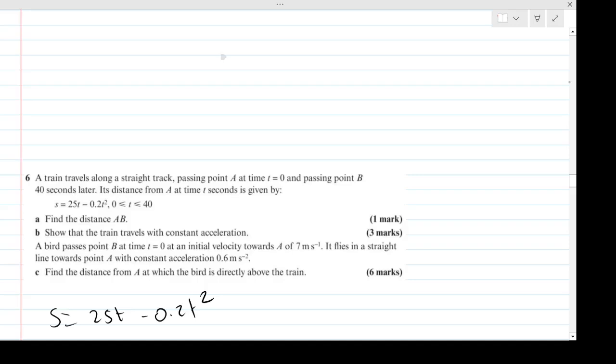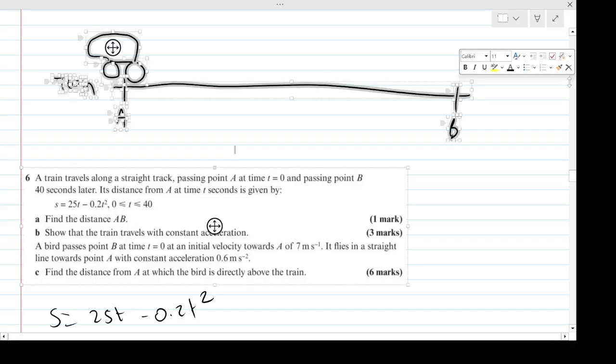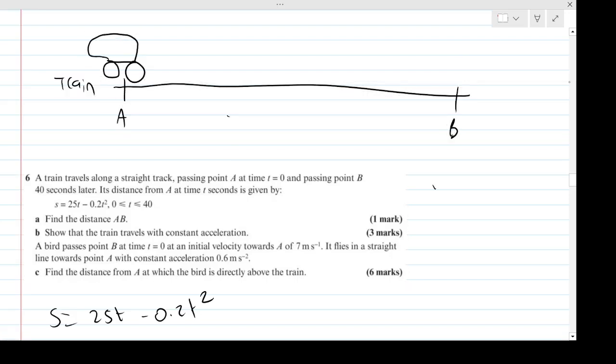So if I draw this information, what's happening here? Again, draw a little diagram to really help with these sort of problems. So we start at the point A here and we end at B here. Now the train, if I do a very rubbish train, something like that, right? This is my train. It starts at A. We're told it passes point A at t0. So initially at t0, it's at A. And then it goes to point B 40 seconds later.